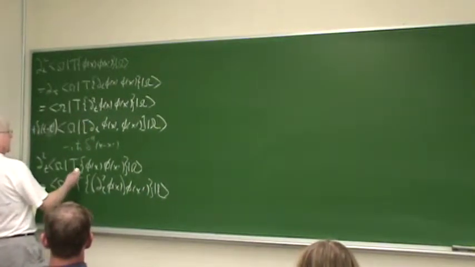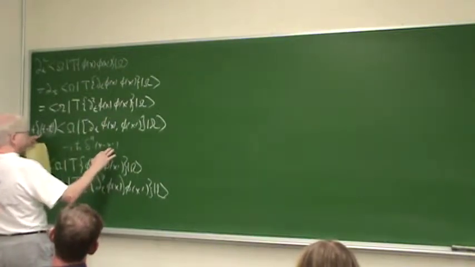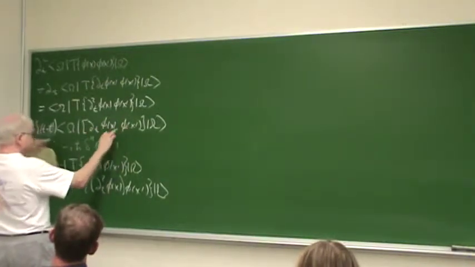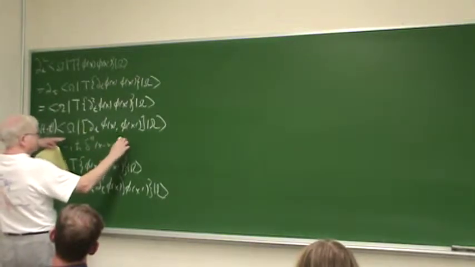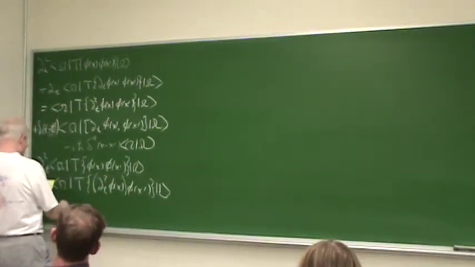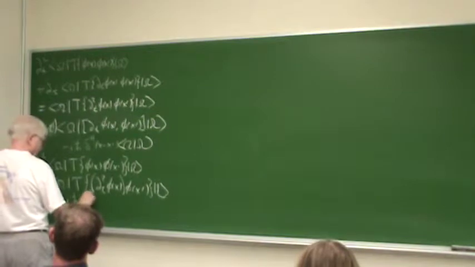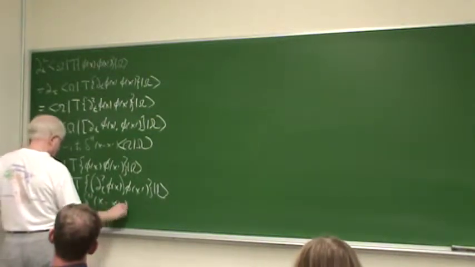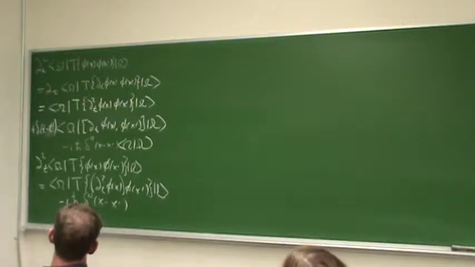And then the extra term is this, and so delta times this is minus i h bar delta 4 times omega omega, but omega omega is 1. And so altogether this is just minus i h bar delta 4 of x minus x prime. And this is called a contact term.